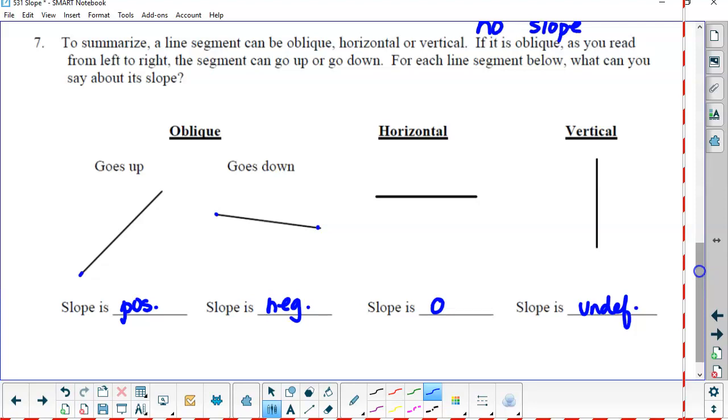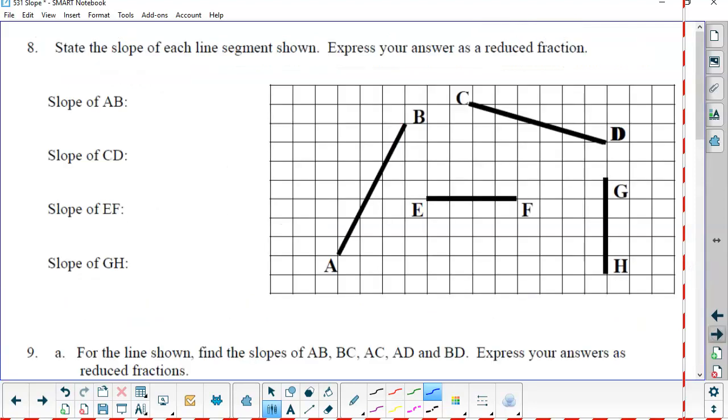So now let's do some calculating. All right, so if you have a line on grid paper, again, you don't need a formula. You're just drawing a right triangle to get those values. So slope of AB, starting at A, we have to go up and to the right. So we know it's going to be positive. 1, 2, 3, 4, 5, 6, 7, to the right 3.